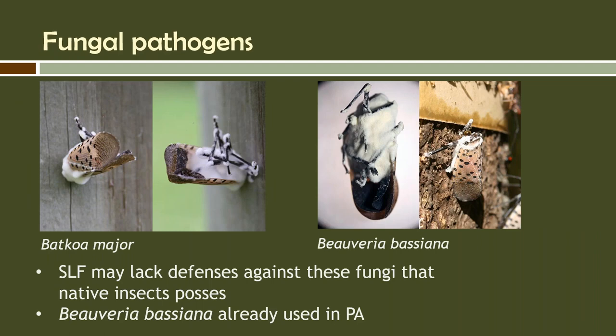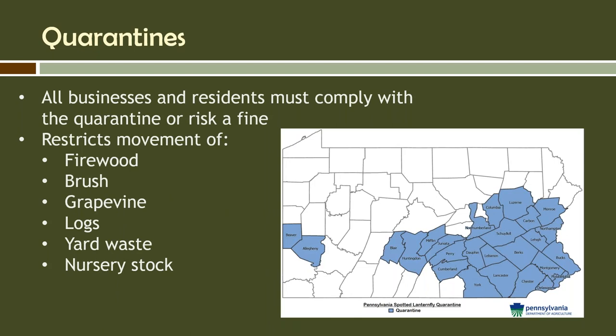Native insects have an evolutionary resistance to these fungi as they co-evolved with them. Spotted lanternfly does not. So this can be an effective way to control the lanternfly. So a lot of different methods available here for biocontrols. Nothing that's kind of widely used or distributed yet, but again, biocontrols do take some time to research, to make sure they're efficient.